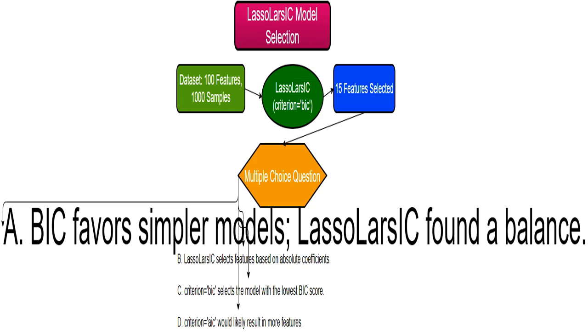This is true. BIC prefers simpler models, meaning models with fewer features. LassoLarsIC, using BIC, found a sweet spot. A model that's accurate enough but not overly complex.